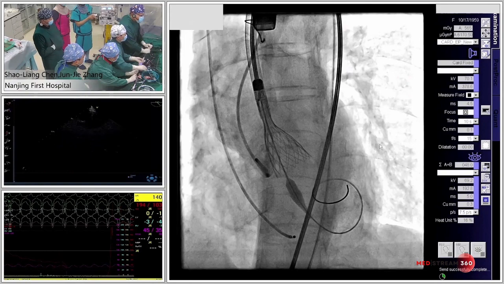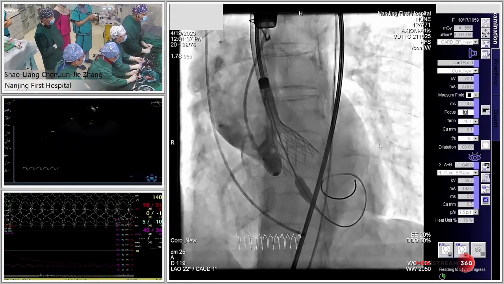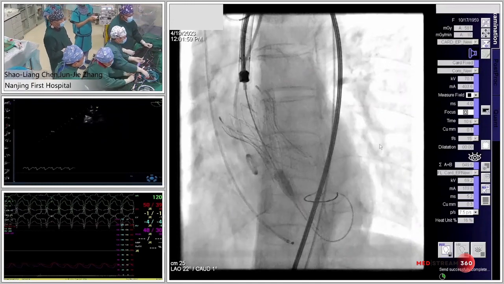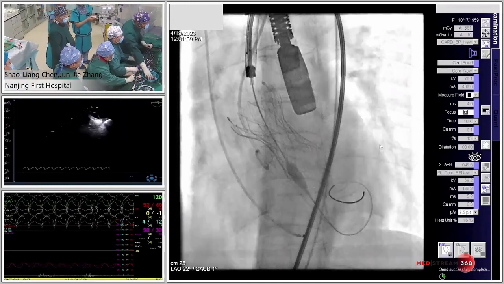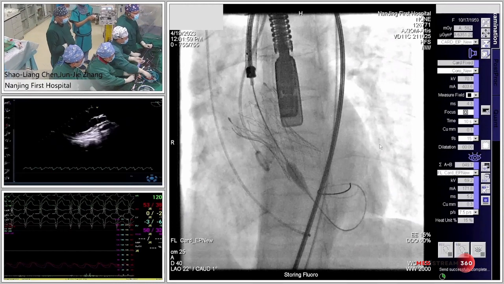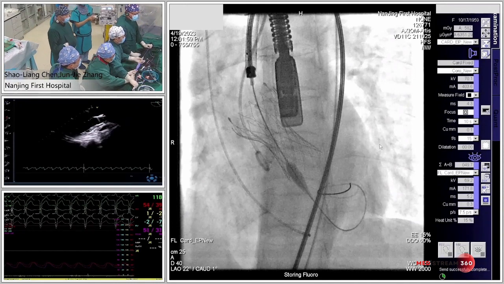What do you think? I feel good too. I think good. Yeah. Good position. Yeah, do you want to take a picture? Yeah. Stop pacing.